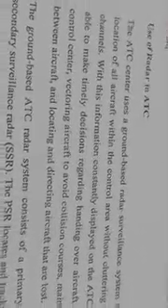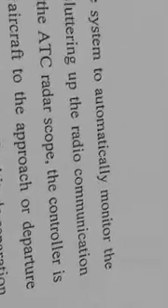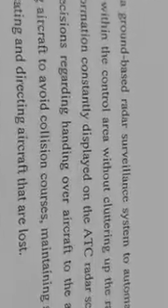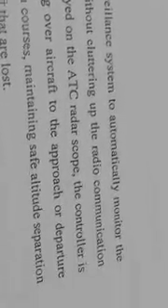The ATC sometimes uses a ground-based radar surveillance system to automatically monitor the location of all aircraft within the control area without cluttering up the radio communication channels. With this information constantly displayed on the ATC radar scope, the controller is able to make timely decisions regarding handing over aircraft to the next sector. What they are talking about here is a primary radar now.